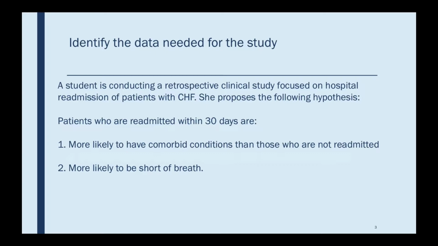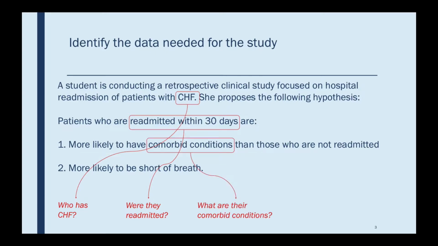In order to pursue this hypothesis, there are several categories of data that you will need. First and foremost, you will need to identify patients with congestive heart failure. Second, you will need to find those patients who were readmitted for CHF within 30 days. Third, you'll want to know all the comorbidities of each patient. Lastly, you'll want some way to identify whether or not the patient had shortness of breath.